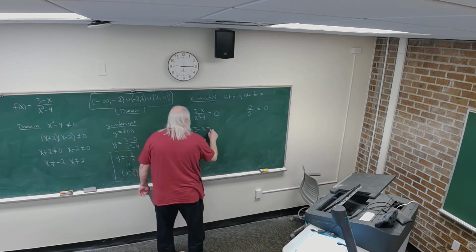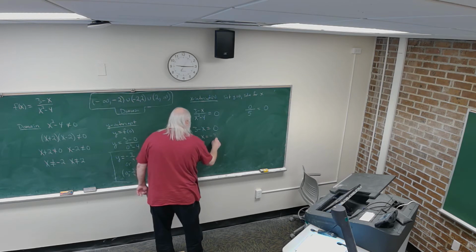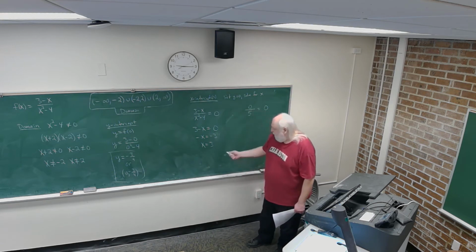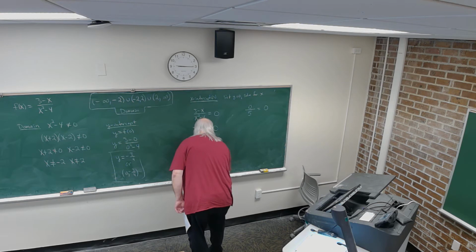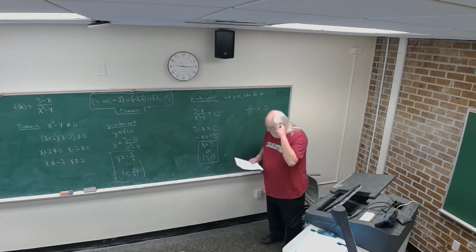So we have 3 minus x is equal to 0, minus x is equal to negative 3, or x is equal to 3. So x equals 3, or the point (3, 0), is the x-intercept in the graph of this rational function.